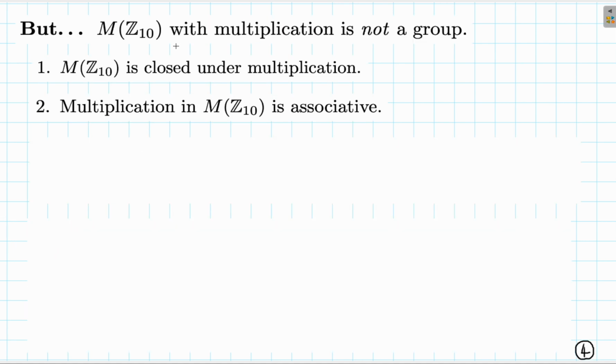Now, what about M of Z10 with multiplication? Well, unfortunately, this is not a group, although it satisfies many of the group properties. We'd already seen that M of Z10 is closed under multiplication: you multiply a pair of 2 by 2 matrices, you still get a 2 by 2 matrix as its product. Multiplication in M of Z10 is associative. We can move parentheses around and regroup when multiplying matrices.